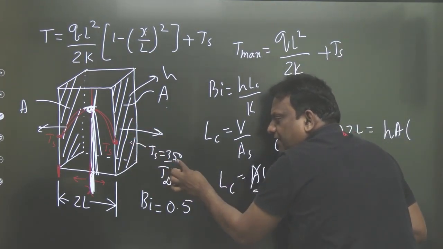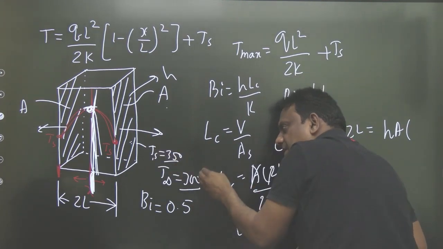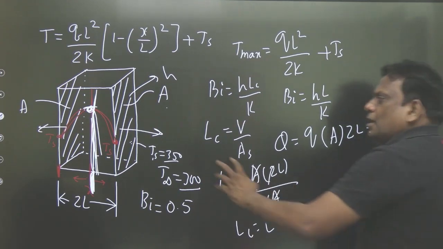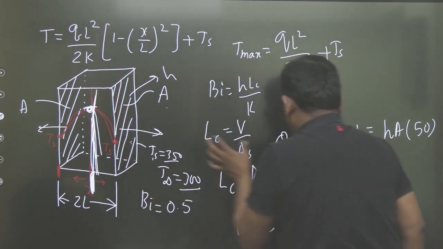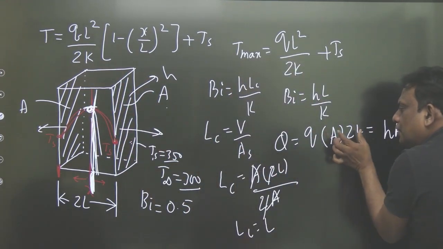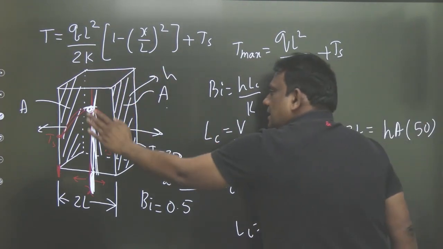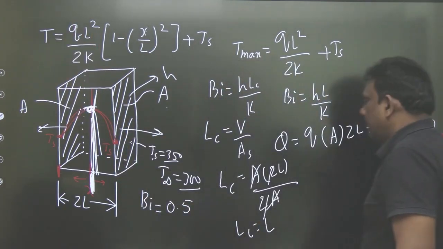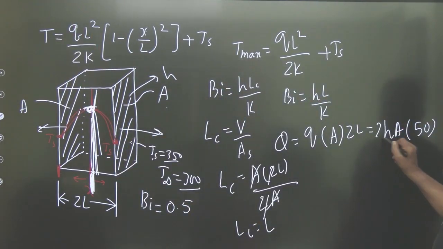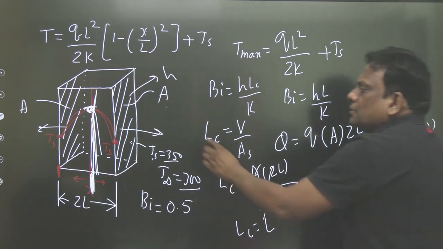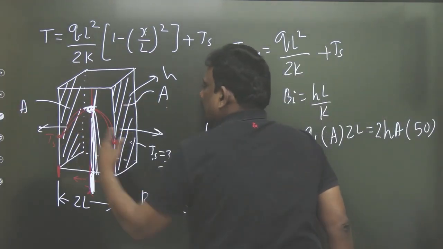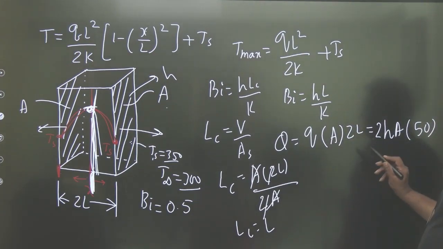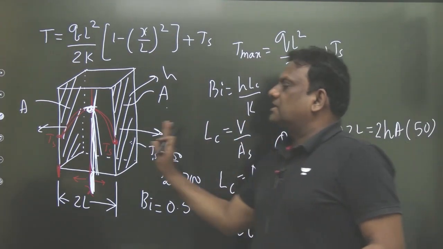This is 350 and this is 300. Ts minus 300, so that is 50. But unfortunately, I cannot equate this. Why? Because the total heat generated is this one: heat generation into volume. Half is going this side, half is going that side. So the remaining half, therefore, I'll multiply with 2. HA delta T is this side, HA delta T that side. No problem at all. That's why I have multiplied with 2.